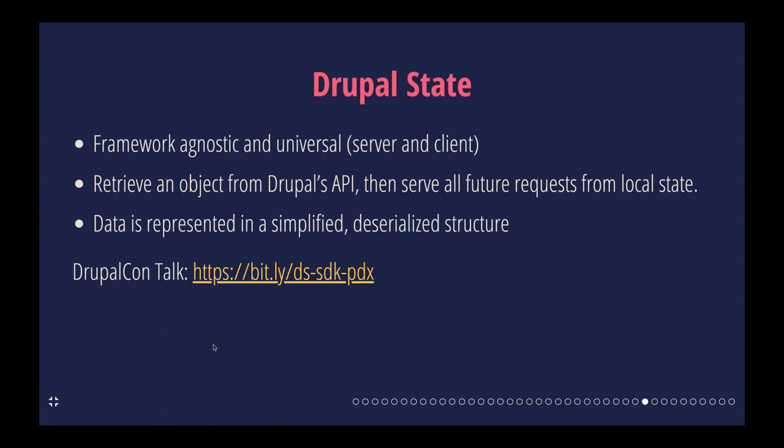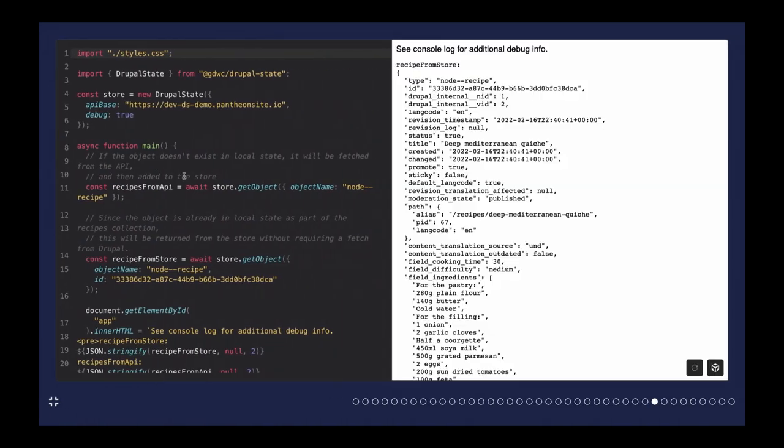There's more on this library in a talk that I gave at a past DrupalCon about how more of this works and some of the decisions that went into it, if you're interested. But this is just a quick look, in a little bit more detail, at what using that actually looks like. So we import the library and then create an instance of a store here, and we pass in the API base. You can also pass in an API prefix, set a locale. There's a handful of other options.